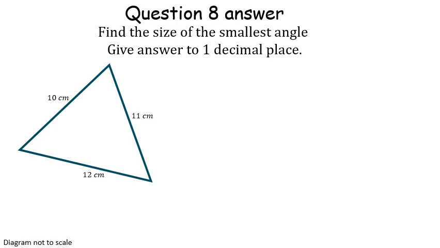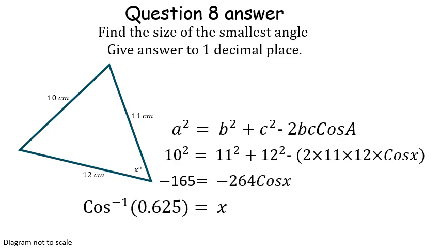Question 8. The smallest angle will be opposite the smallest side, so using the cosine rule, we find the angle x to be 51.3 degrees.